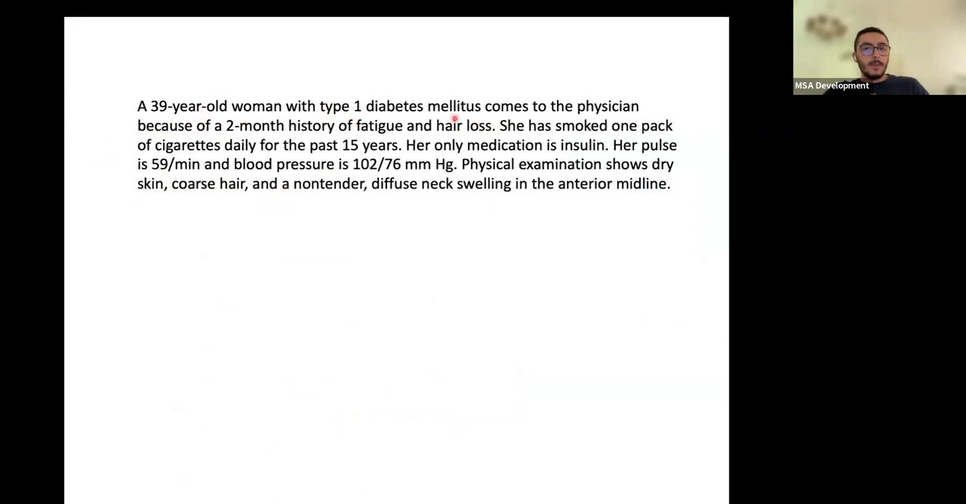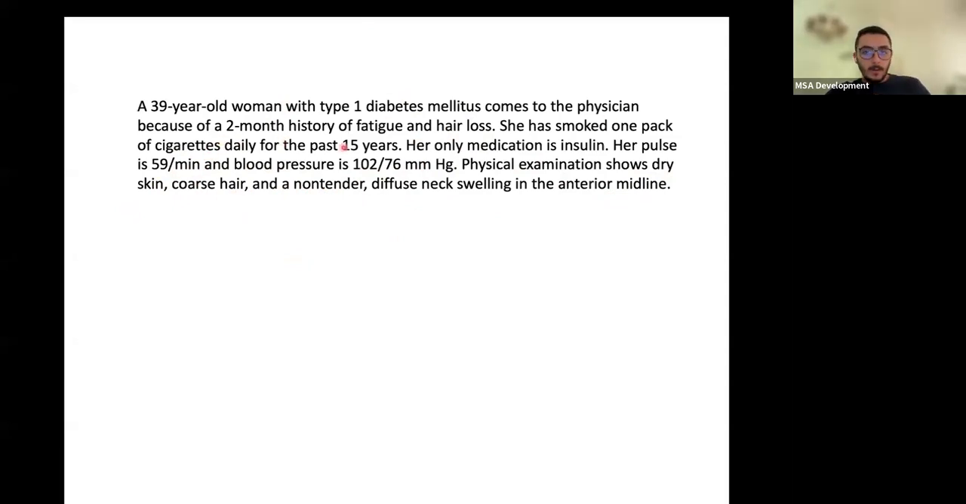A 39-year-old woman with type 1 diabetes mellitus comes to the physician because of a 2-month history of fatigue and hair loss. She has smoked 1 pack of cigarettes daily for the past 15 years. Her only medication is insulin. Her pulse is 59 per minute. Blood pressure is 102. Her physical examination shows dry skin, coarse hair, and non-tender diffuse neck swelling of the anterior midline. Again, all of the signs here are typical for Hashimoto disease, the autoimmune disease.